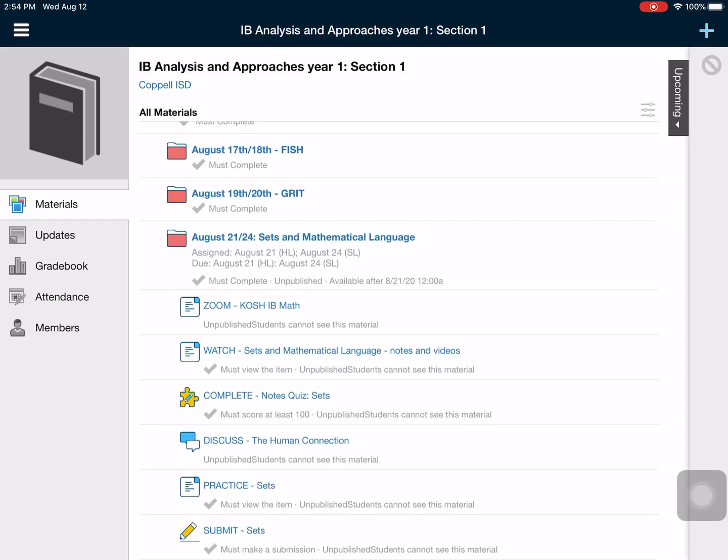So when you come in here, sets and mathematical language, the way that I am going to have this set up is that you'll have a link to the Zoom. Then you'll have watch, complete, discuss. The discuss may not always happen, but it does in this case because I think it's relevant. Then there's something to practice and then something to submit.